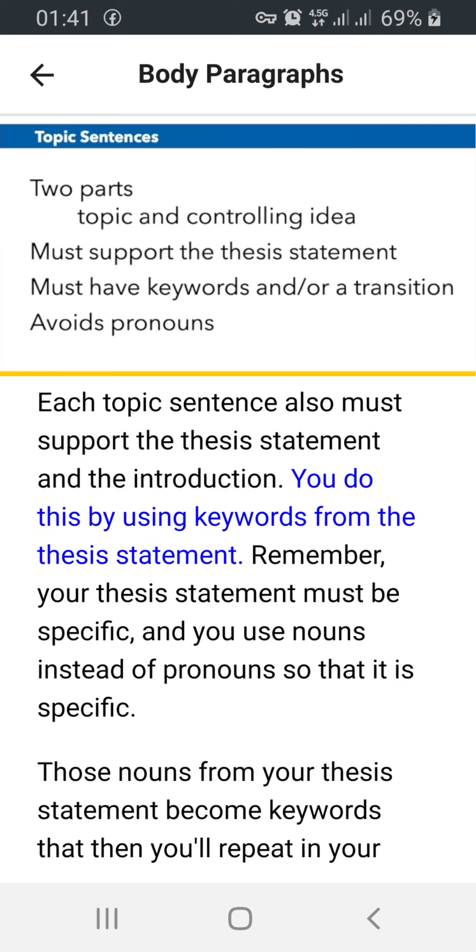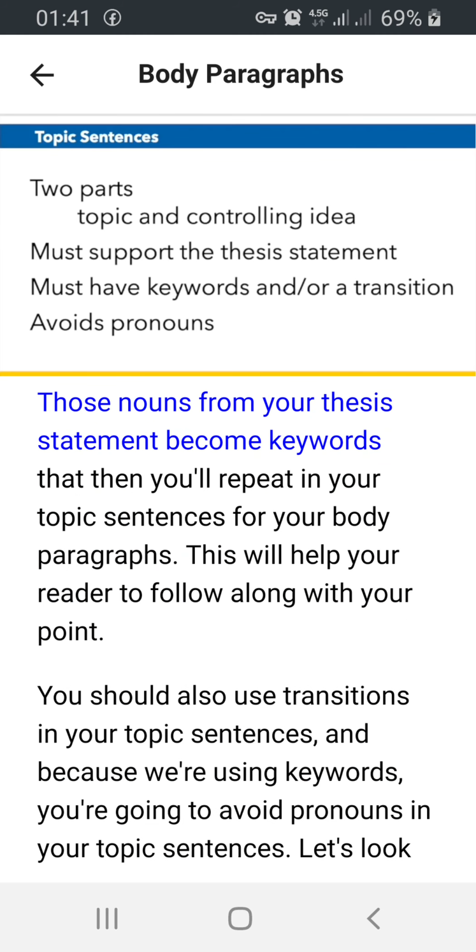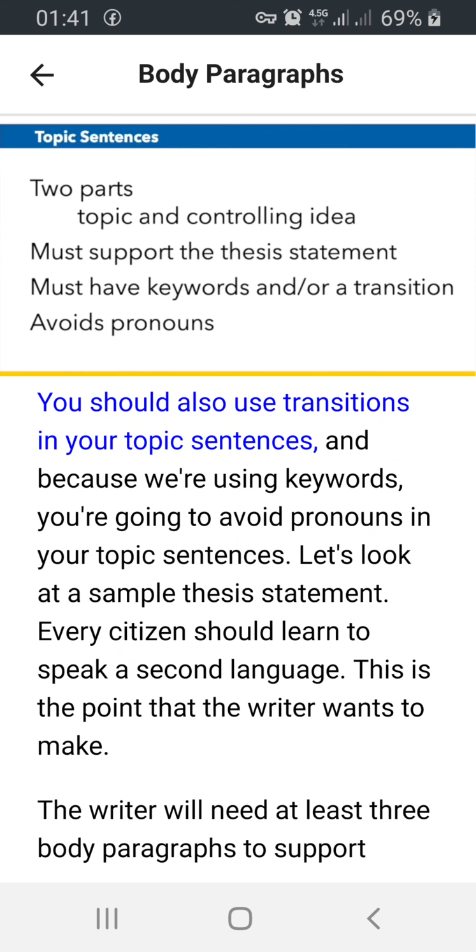You do this by using keywords from the thesis statement. Remember, your thesis statement must be specific, and you use nouns instead of pronouns so that it is specific. And those nouns from your thesis statement become keywords that you'll repeat in your topic sentences for your body paragraphs. This will help your reader to follow along with your point. You should also use transitions in your topic sentences, and because we're using keywords, you're going to avoid pronouns in your topic sentences.